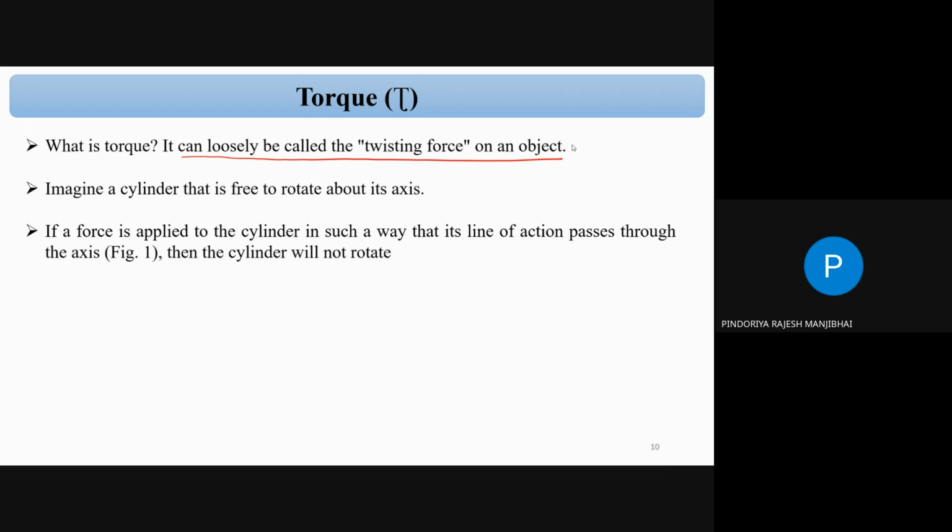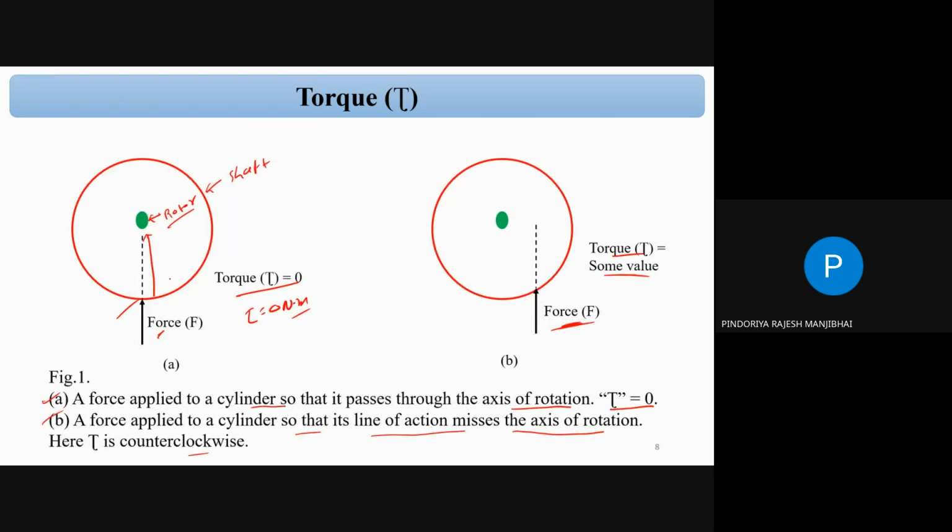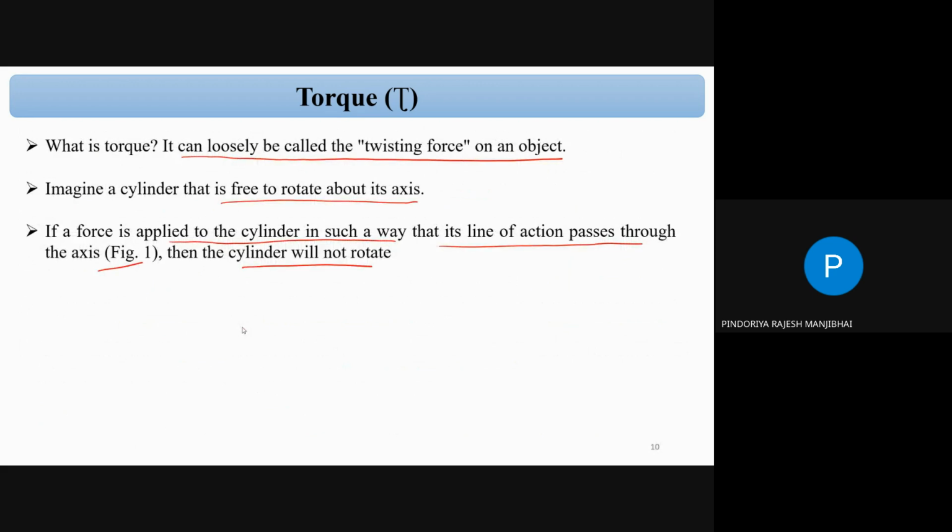Imagine a simple cylinder that is free to rotate about its axis. If a force is applied to the cylinder in such a way that its line of action passes through the axis, as in figure 1, the cylinder will not rotate. The force passes through the same axis, so it is not able to rotate. So torque is zero. It is a locking condition; it is not rotated.